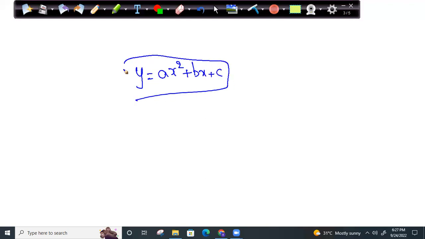Now I told you y is equal to ax square plus bx plus c. What is this? The standard form of the equation of a parabola. Y is equal to ax square plus bx plus c is the standard form of the equation of a parabola.